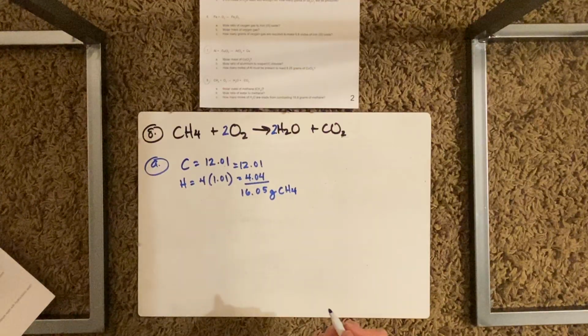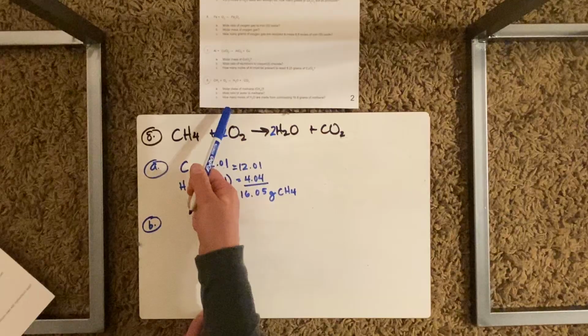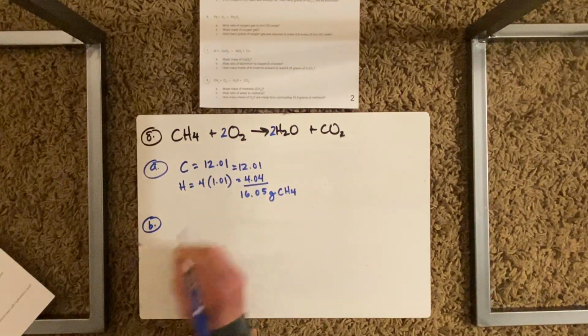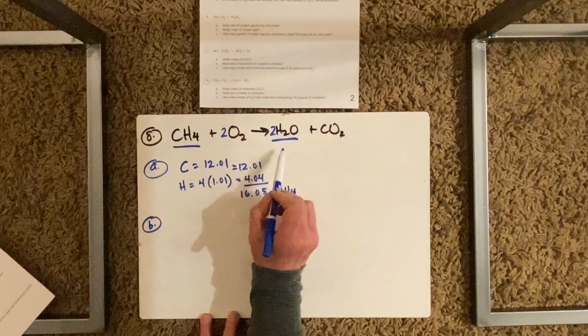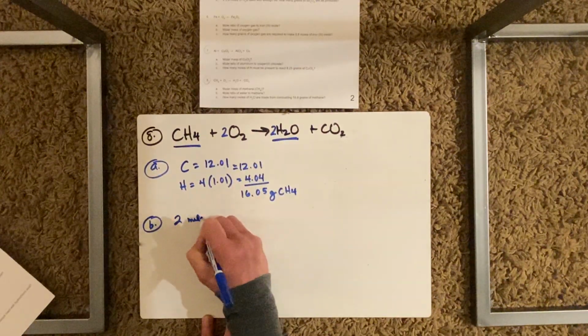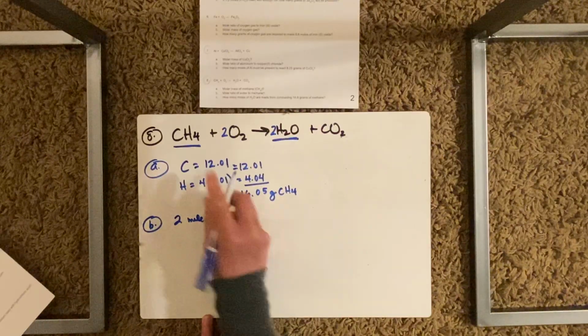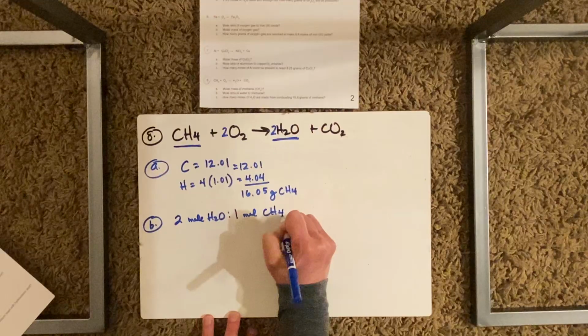Our next thing we're going to do is B. B is saying, what is the mole ratio of water to methane? So here we're looking at water and methane. So our ratio would be 2 moles of water to 1 mole of methane.